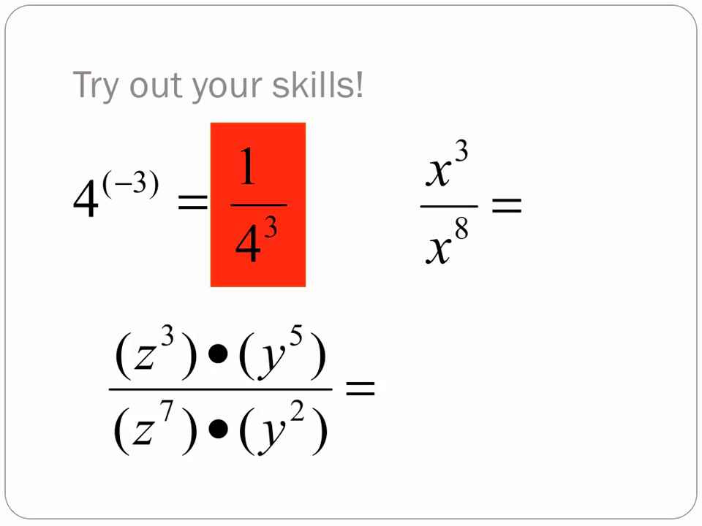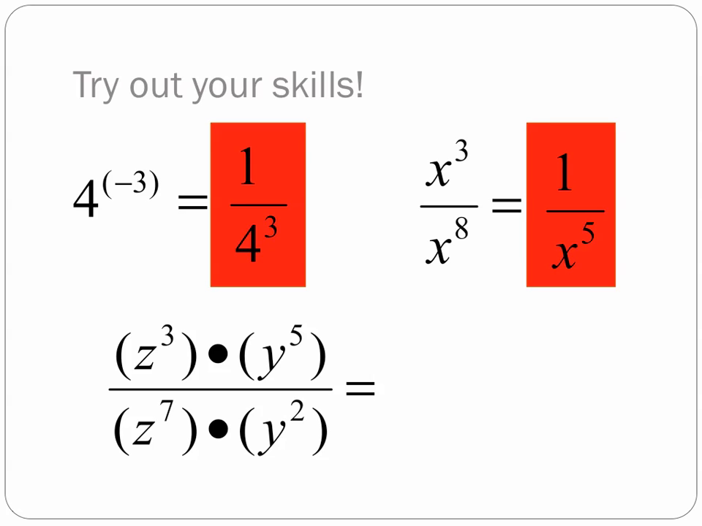Give x to the 3rd over x to the 8th a try. Okay, 1 over x to the 5th. Using that quotient rule, I could see that 3 minus 8 gives me negative 5. x to the negative 5 is in the numerator. I put it down in the denominator, and looky look, we've got that positive exponent, which we like.